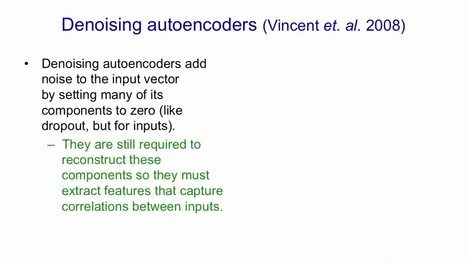The denoising autoencoder is still required to reconstruct the inputs that have been set to 0, and so it can't just copy its input. The danger with the shallow autoencoder is that if you give it enough hidden units, it might just copy each pixel to one hidden unit, and then reconstruct that pixel from that hidden unit. A denoising autoencoder clearly can't do that. So it has to use hidden units to capture correlations between the inputs, so that it can use the values of some inputs to help it reconstruct the inputs that have been zeroed out.